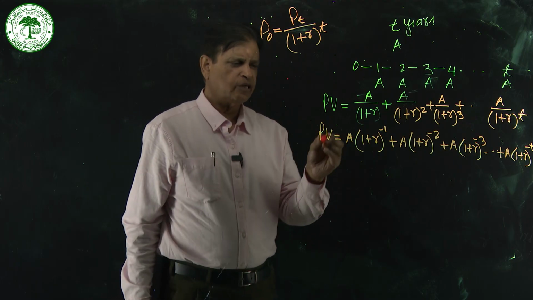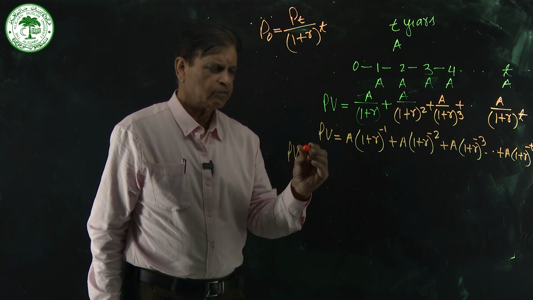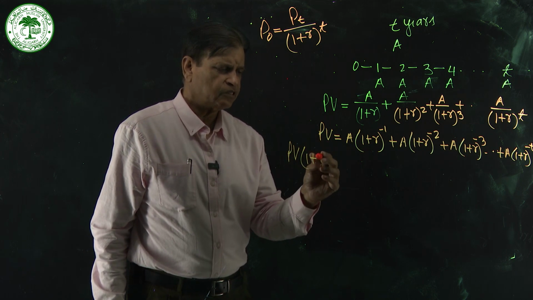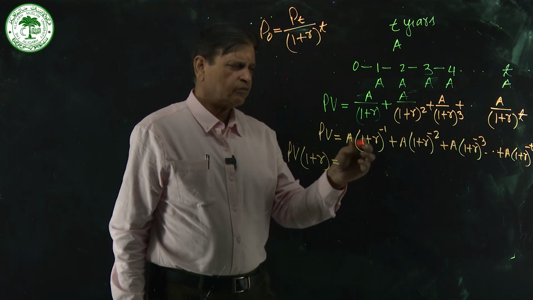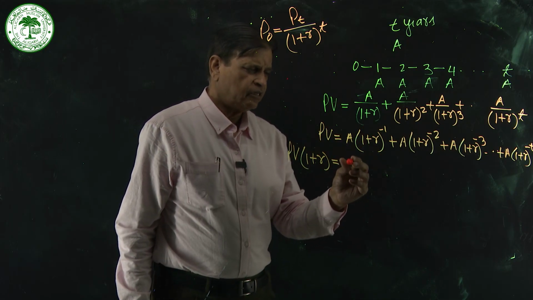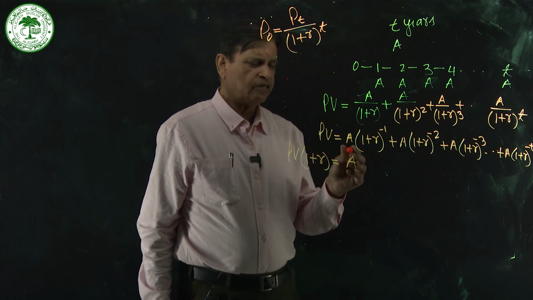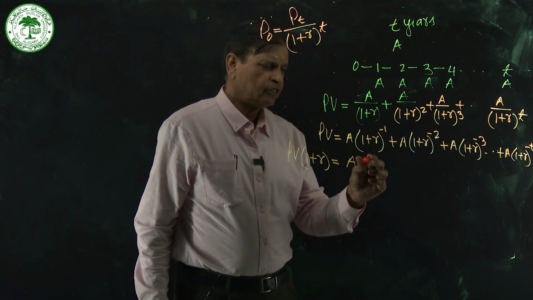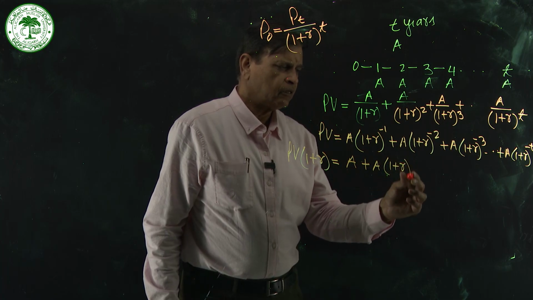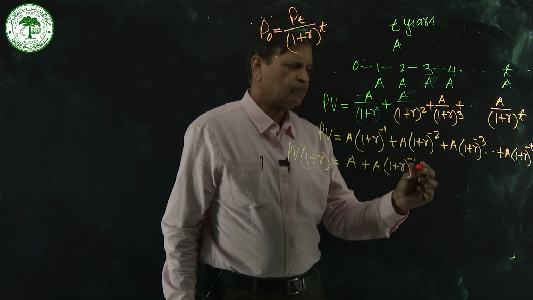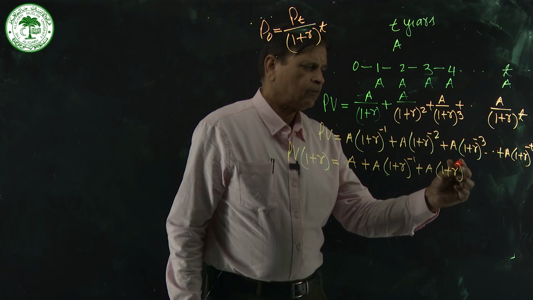Now we multiply this one by 1 plus R. So PV is multiplied by 1 plus R, and all the terms will be multiplied by 1 plus R. When the first term is multiplied by 1 plus R, it will become A, because 1 plus R raised to the power minus 1 times 1 plus R will become A. And this one, A times 1 plus R raised to the power minus 1, will become A times 1 plus R raised to the power minus 2.